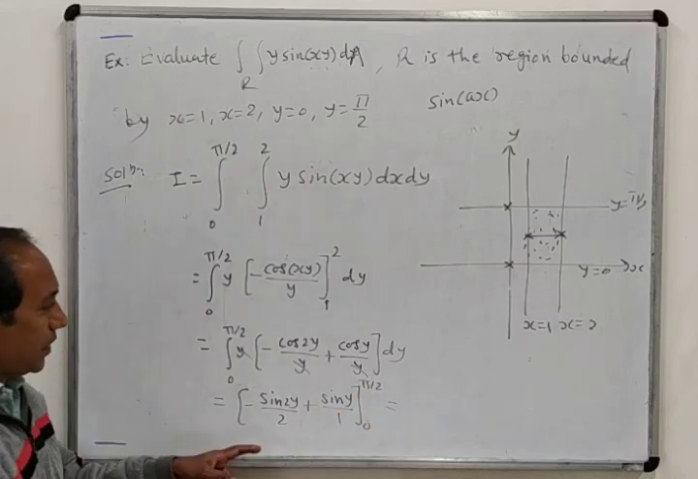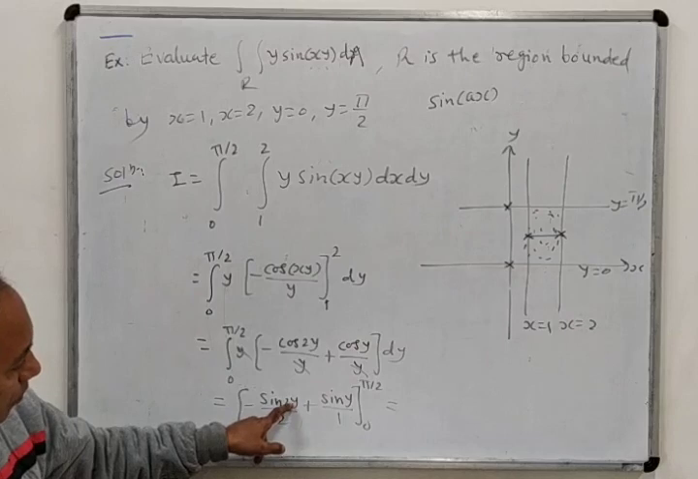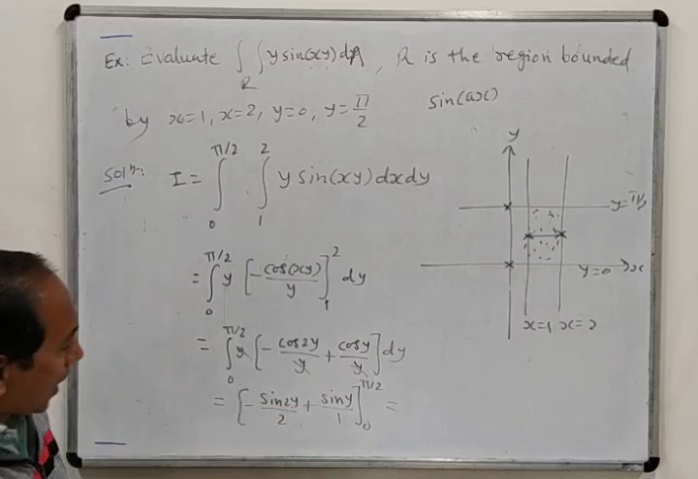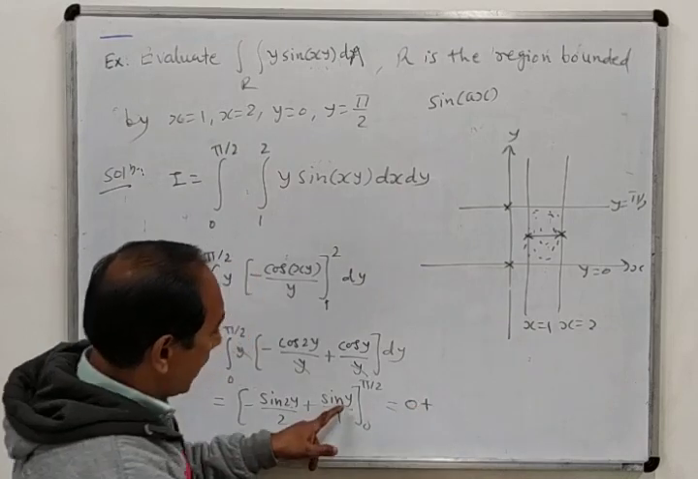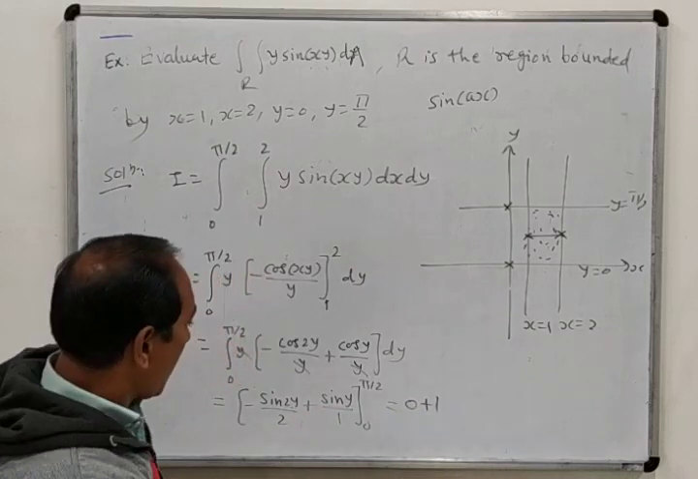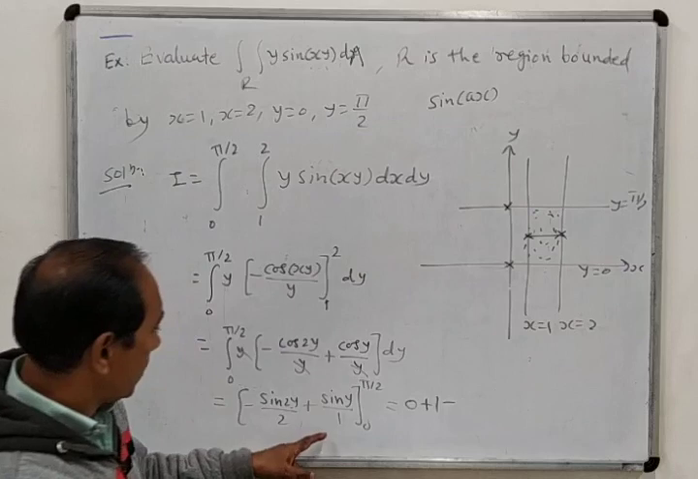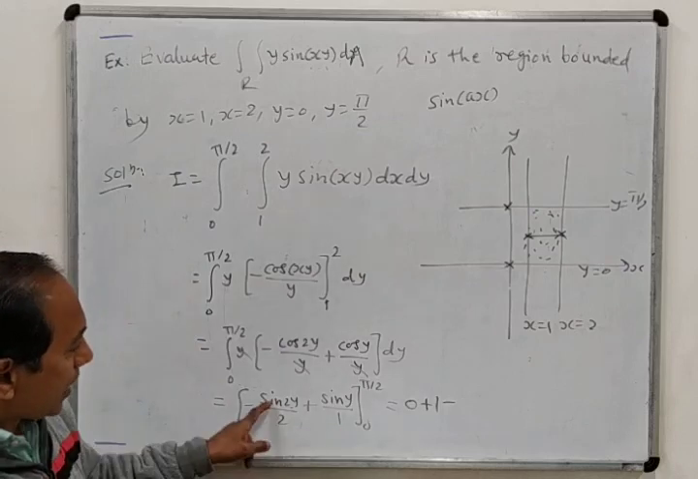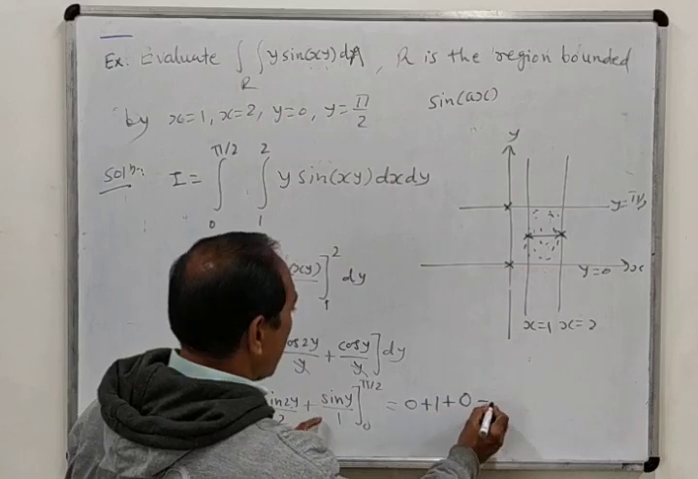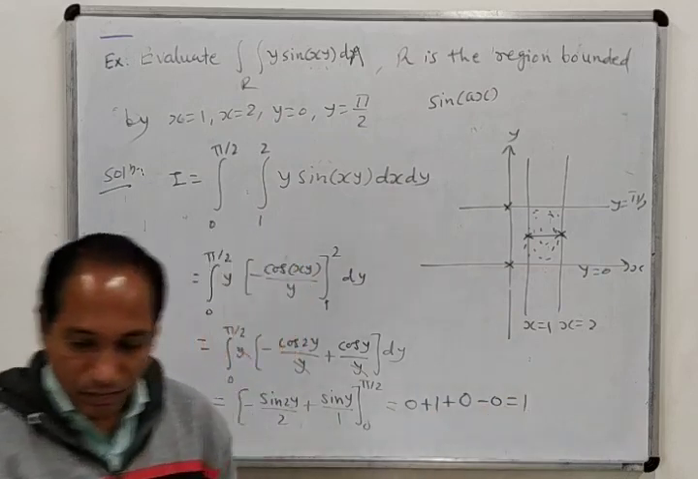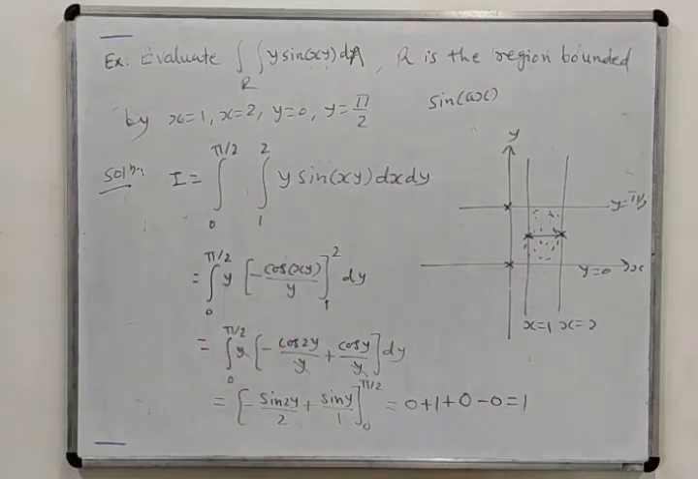And here you can see that if you put y = π/2, the 2 and 2 will cancel. So sin π is 0. Plus here sin π/2 is 1. Then we put minus 0. The lower limit is 0, so sin 0 is 0, and this is also sin 0 which is 0. So the answer is 1. So you can solve this example. Also you can practice yourself.